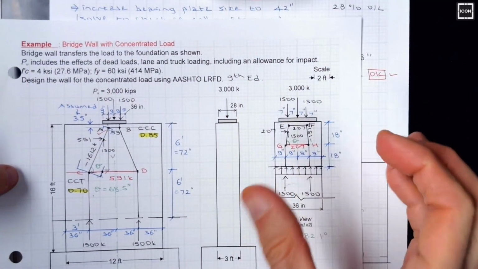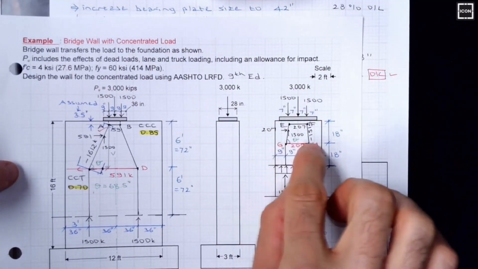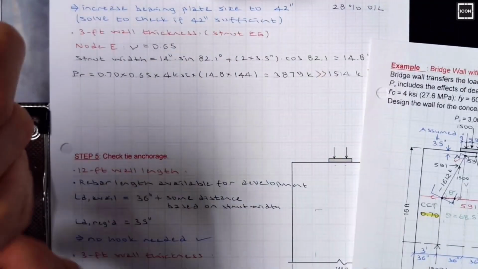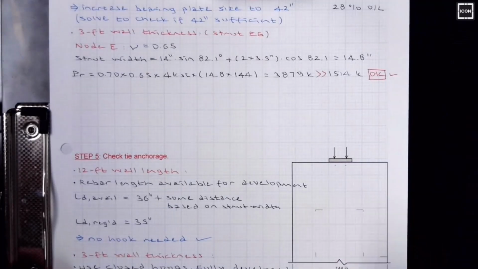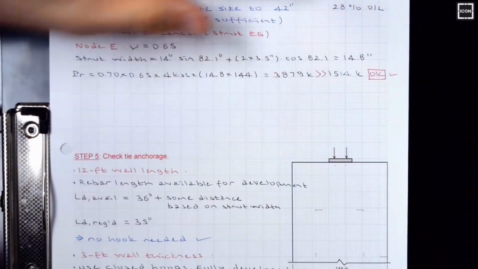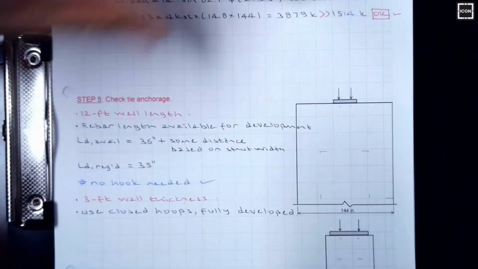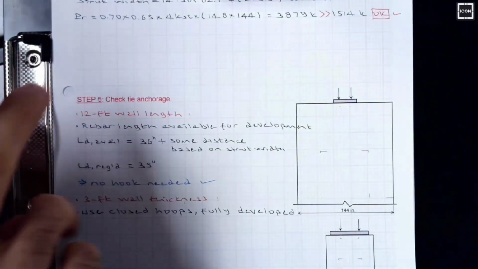Let's look at the development length for the 3 feet wall thickness, which is tie GH. I'm going to be using closed stirrups or ties for that location, which is going to be fully developed. So I have some sketches. I use these in my classes for additional modeling. In this example, I am not going to need those.